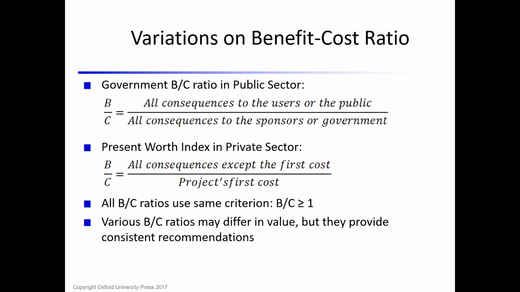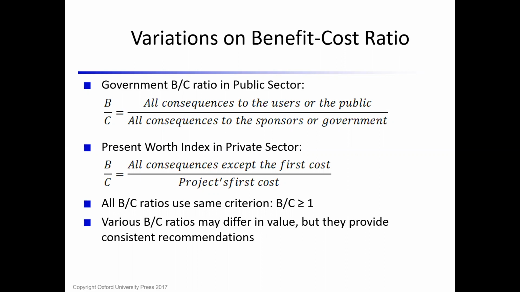In the private sector, it's slightly different. It's all consequences except the first cost, right? And the project's first cost is the cost that is in the denominator. But the criteria for evaluating is the same. You set it up a little differently because there's a public service or public benefit versus a private benefit. But when you set up the formula correctly, the ratios have to still be greater than 1 to justify the alternative.